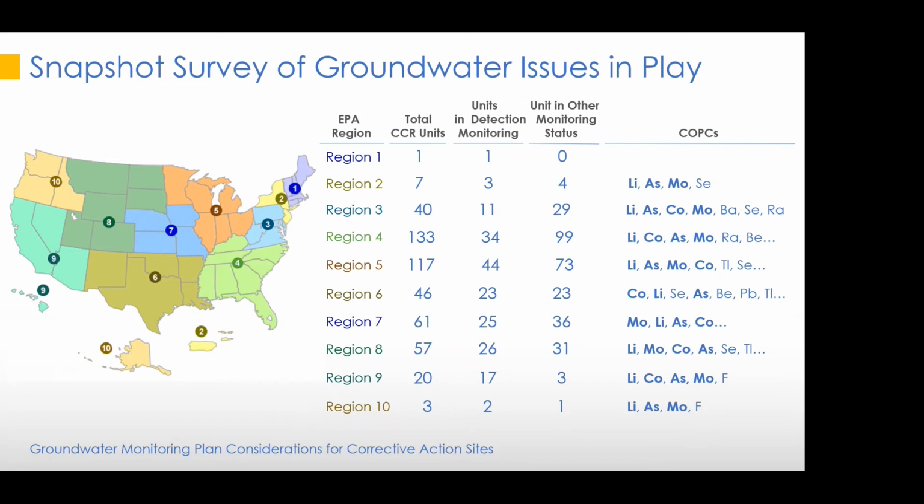A snapshot survey of groundwater issues in play across the United States. The first column shows EPA regions, which is how we chose to aggregate these. The second column shows the total number of CCR units that we were able to get reasonably ascertainable data for, a snapshot. And then the third column shows how many of those are in routine detection monitoring. And the fourth shows how many are in other monitoring status, maybe assessment monitoring or corrective action. And this is a little bit fuzzy because some of the sites have state leads and they use slightly different terminology.